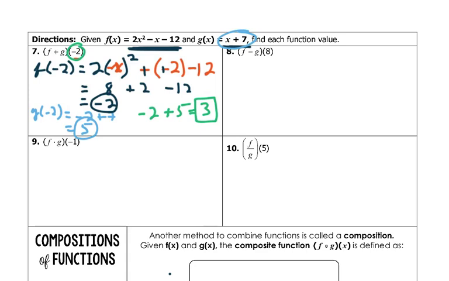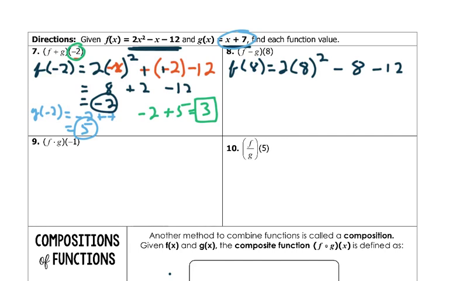f minus g. So the function f minus the function g when x equals 8. So here we go. First one, f of 8 equals 2 times negative 8, or sorry, it's a positive 8 squared plus or minus 8. We don't need parentheses here because it's not a negative next to a negative. And then minus 12.